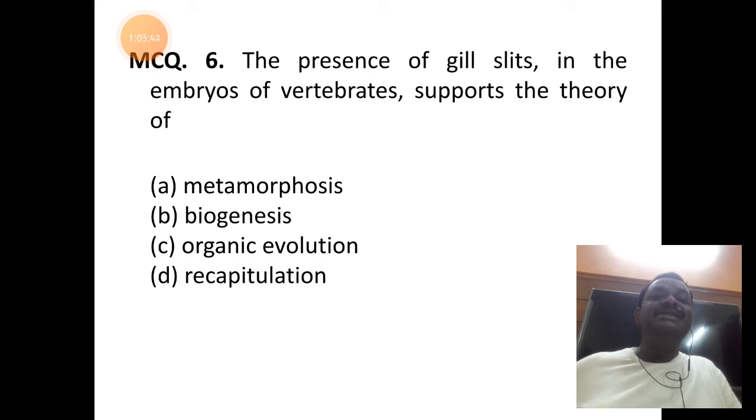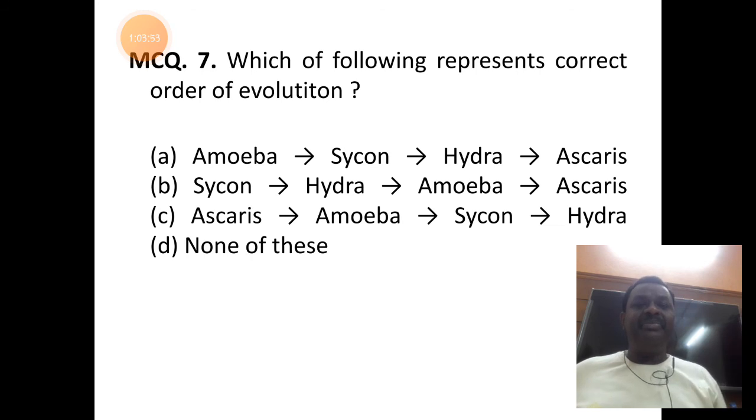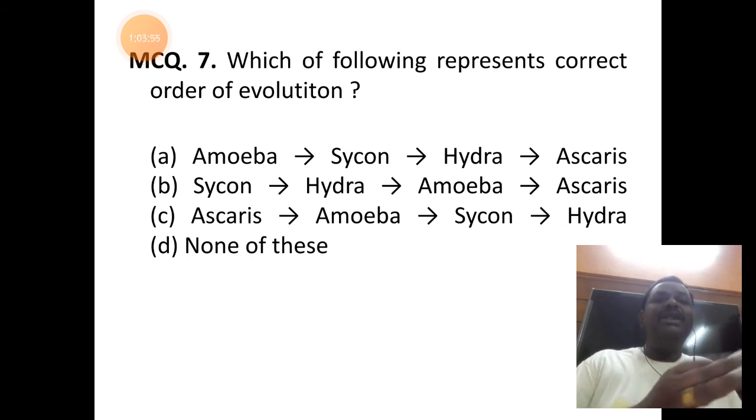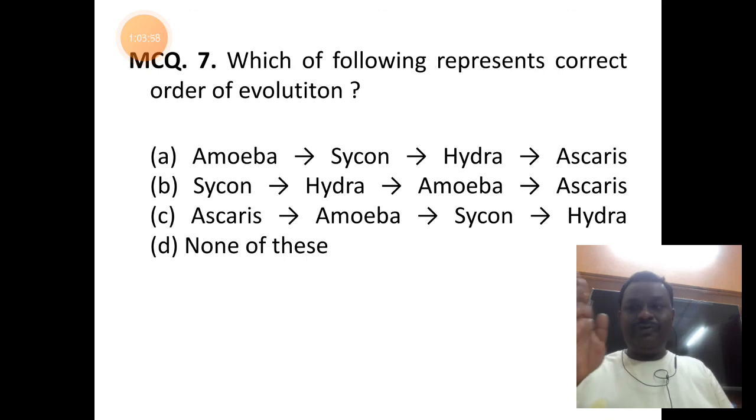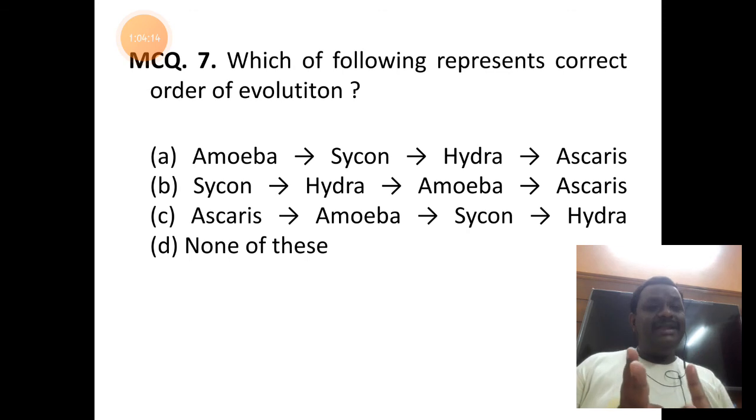The presence of gill slits in the embryos of vertebrates supports the theory of what? So the presence of gill slits in the embryo of vertebrates supports the recapitulation theory. So the answer is D. Which of the following represents the correct order of evolution? From lower to complex forms it should be amoeba, sycon, hydra, ascaris. That should be correct. Sycon, hydra, amoeba, no. So amoeba has given rise to sycon. Amoeba is a protozoan, sycon is a porifera, hydra is a coelenterate, ascaris is a nematode. So the order is correct. Answer should be A.